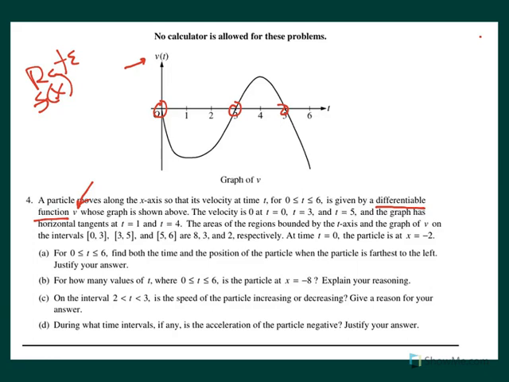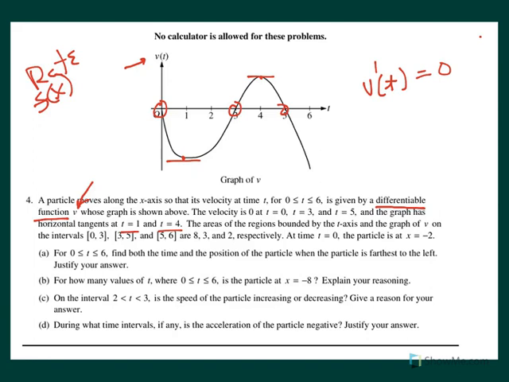They're also telling you that the graph has horizontal tangents at t equals 1 and t equals 4. Right here at t equals 1, you have a horizontal tangent, so you're going to be changing direction on your velocity graph. And right here at t equals 4, you have a horizontal tangent. So v prime is going to be 0 at those points.